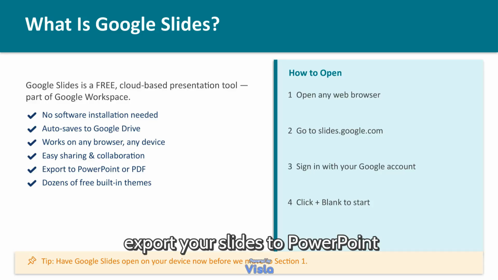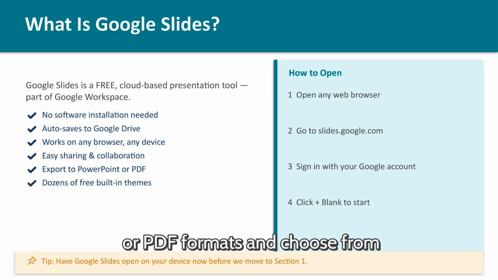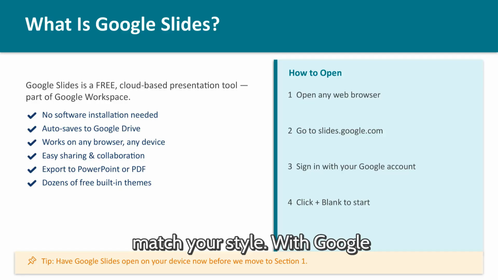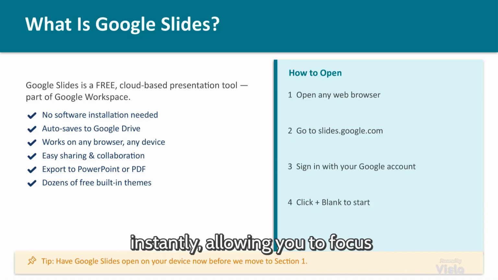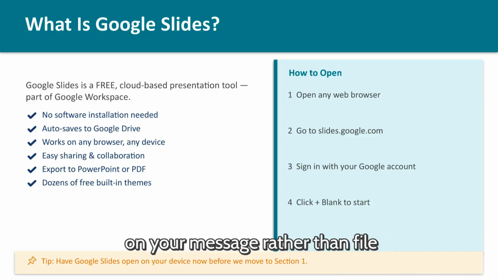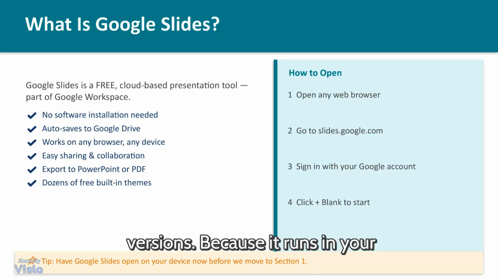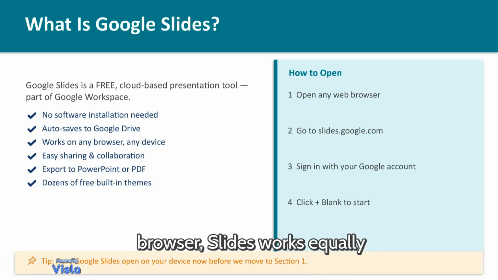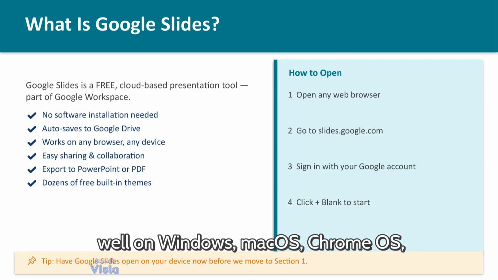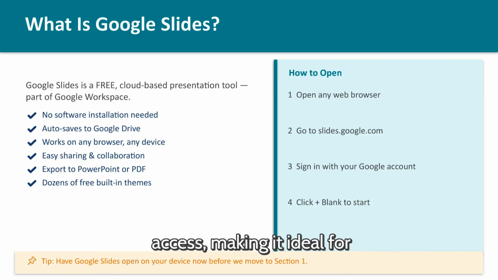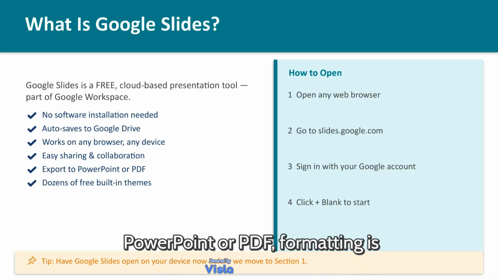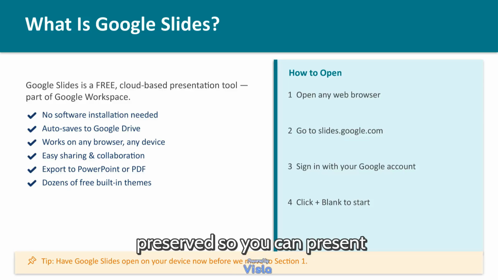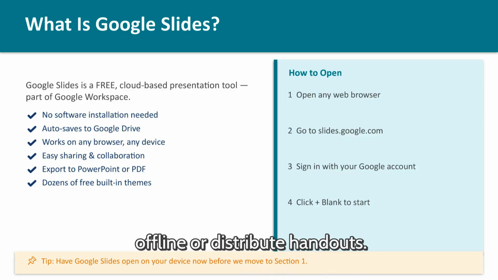You can export your slides to PowerPoint or PDF formats and choose from dozens of free built-in themes to match your style. With Google Slides, no save button is required. Every change is captured instantly, allowing you to focus on your message rather than file versions. Because it runs in your browser, Slides works equally well on Windows, Mac OS, Chrome OS, or any device with internet access, making it ideal for remote teams. When you export to PowerPoint or PDF, formatting is preserved so you can present offline or distribute handouts.